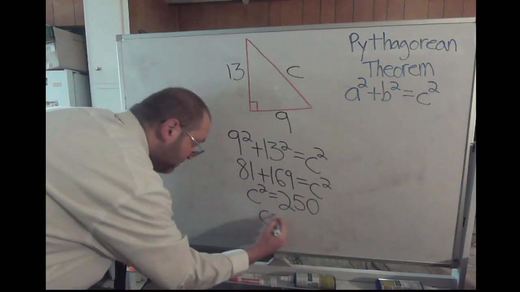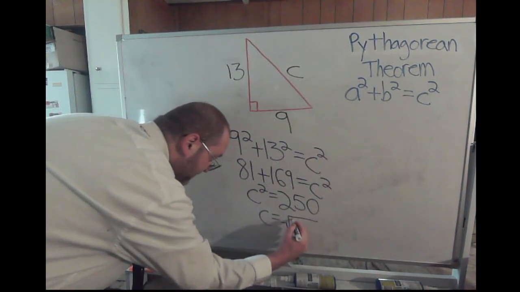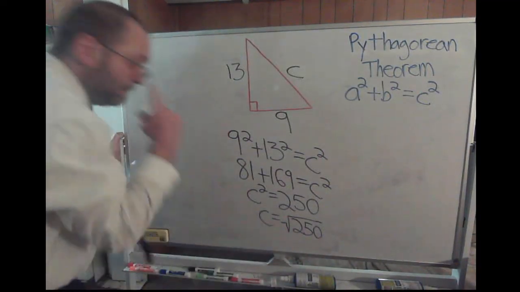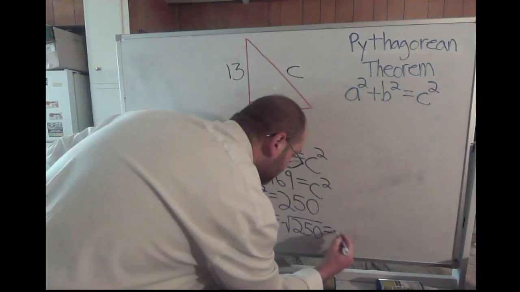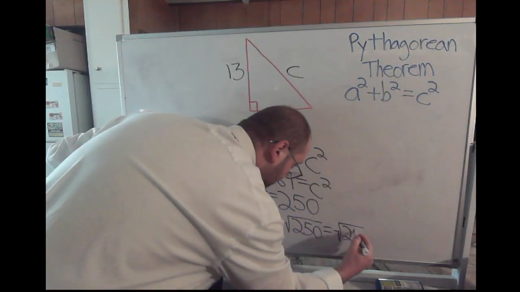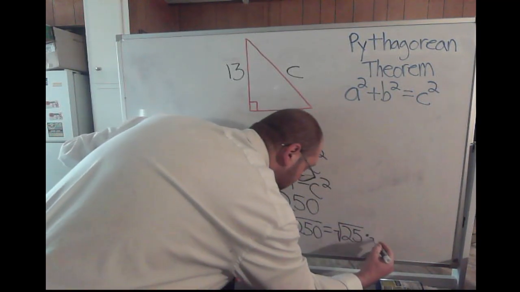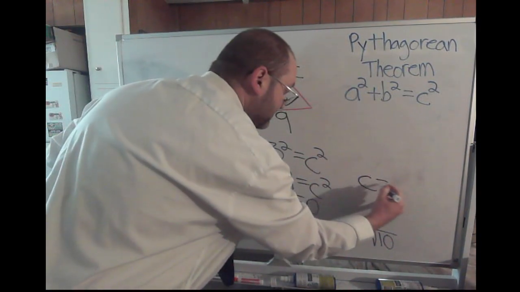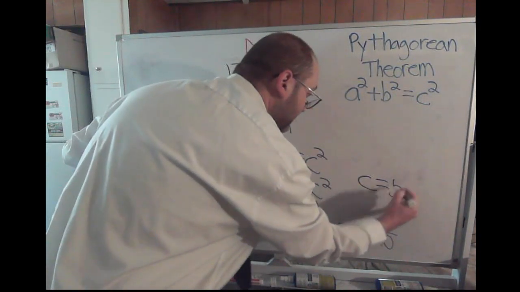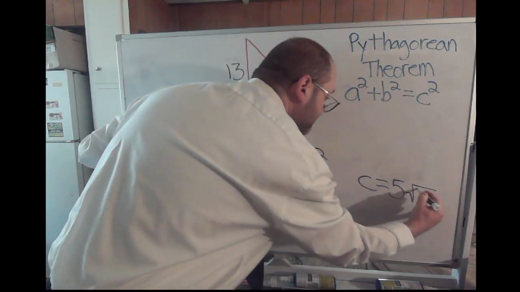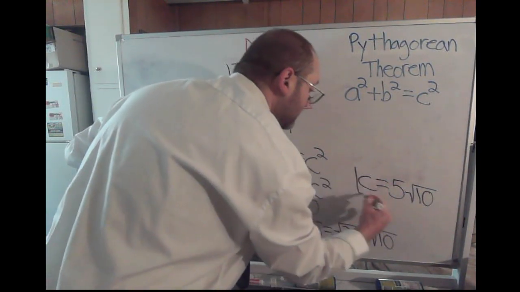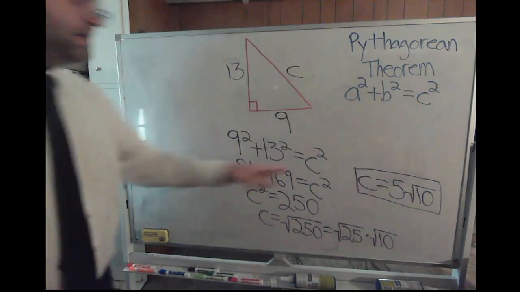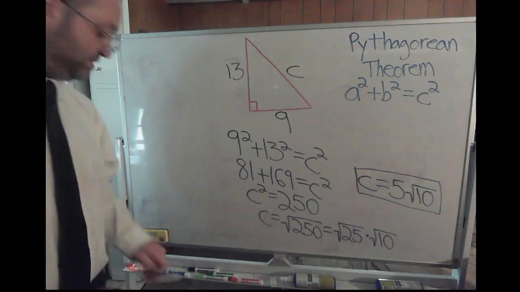Which means C would equal the square root of 250, but we know we can break this down further. That would be equal to the square root of 25 times the square root of 10. So C, therefore, the square root of 25 is 5. You would get 5 times the square root of 10, and that would be your answer.